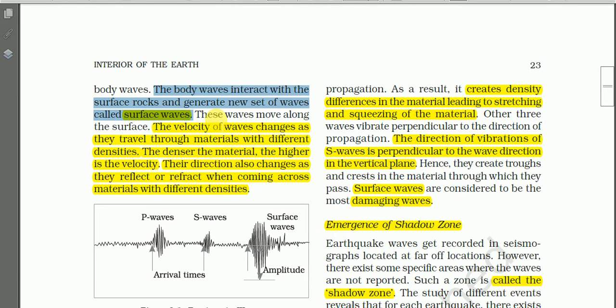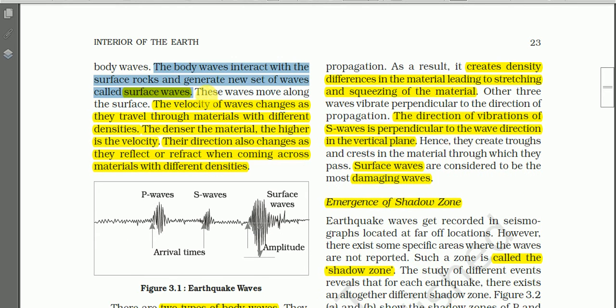So these are the two main types of earthquake waves. Remember, the first one is body waves. Body waves move through the body of the earth interior, and when the body waves interact with the surface rocks, they generate new waves known as surface waves. And these surface waves move along the surface, not through the body of the earth interior. Surface waves move along the surface, and hence the name surface wave is given.